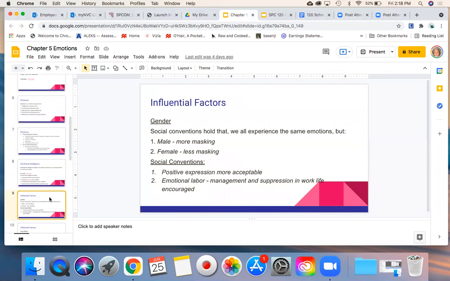What are some influential factors on our emotions? So gender. It is generally true that people who identify as male do more masking, and that is really influenced by our culture, right? Females tend to do less masking.